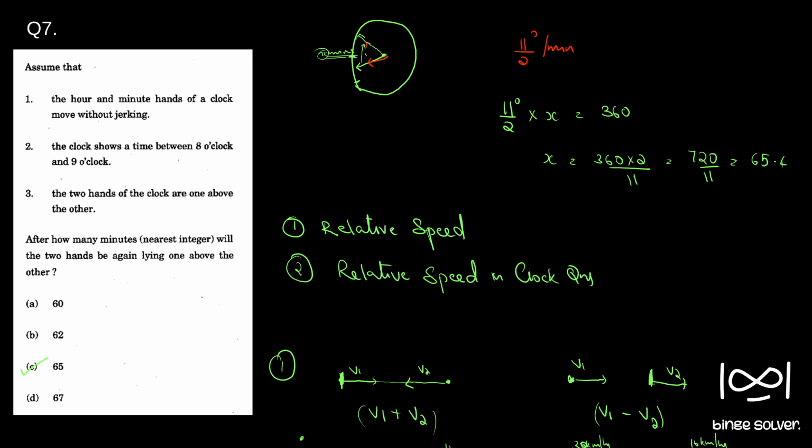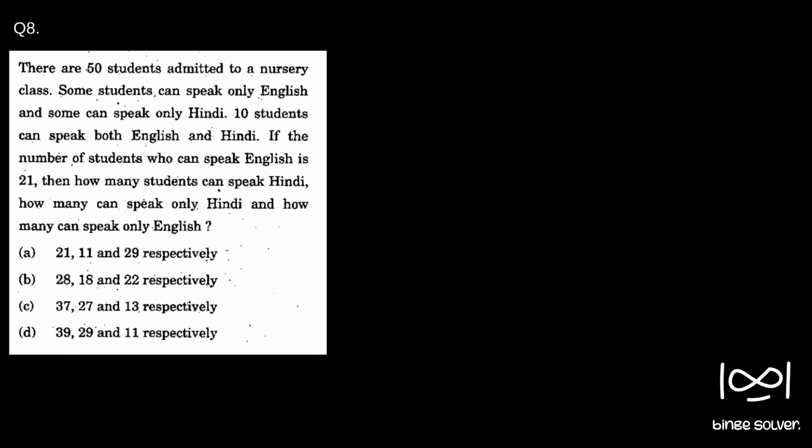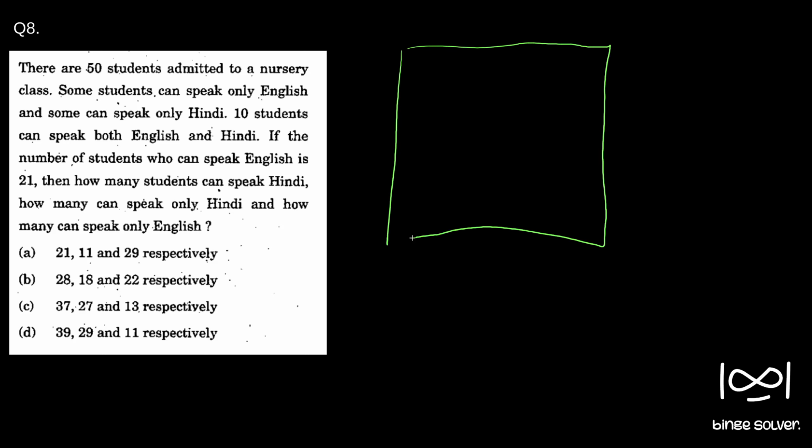Moving on to the next question. Question 8. There are 50 students admitted to a nursery, and some students can speak only English and some can speak only Hindi. 10 students can speak both English and Hindi. So such questions, right away we can choose the Venn diagram method. It is easier to solve using Venn diagram method. So I'll just draw a large figure here.